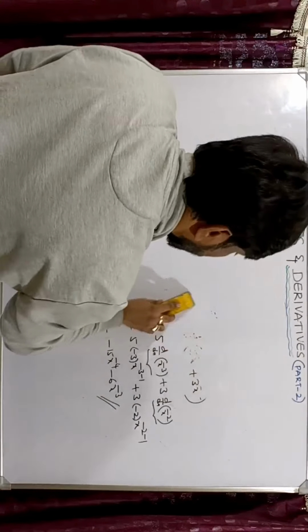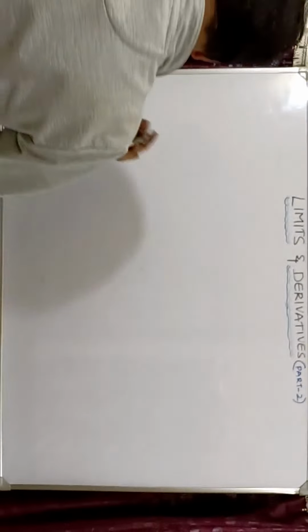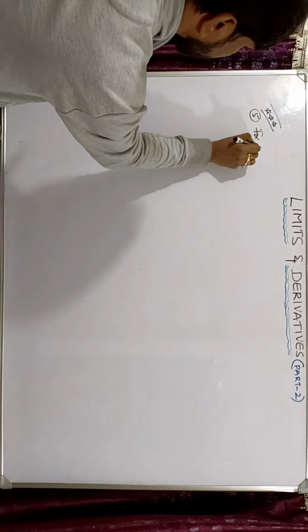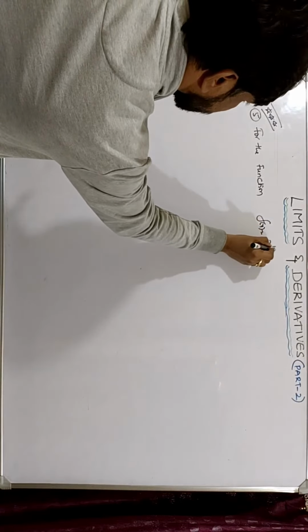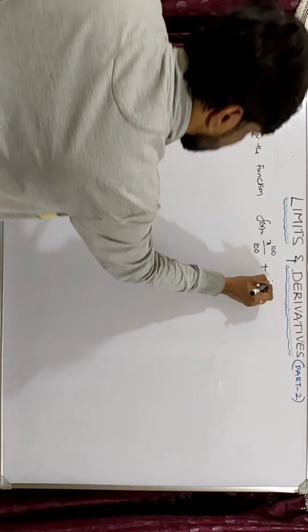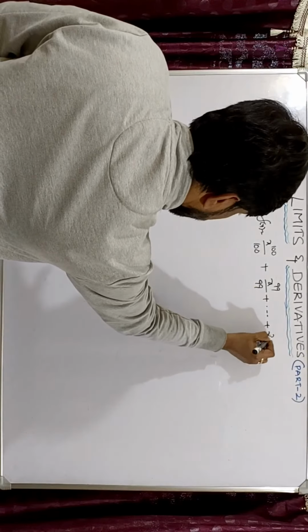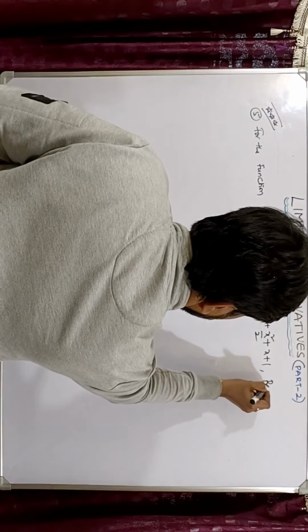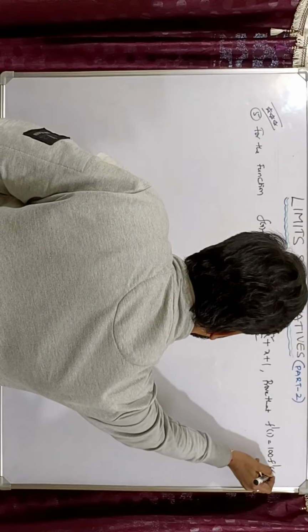In your textbook, question number 5. For the function f of x is equal to x power 100 by 100 plus x power 99 by 99 plus so on plus x square by 2 plus x plus 1, prove that f dash of 1 is equal to 100 f dash of 0. Prove that f dash of 1 is equal to 100 times f dash of 0.